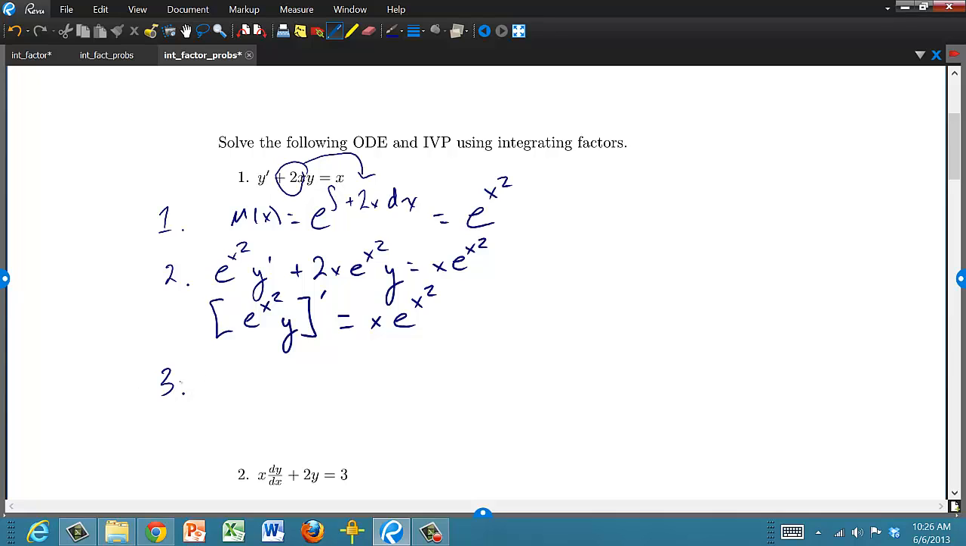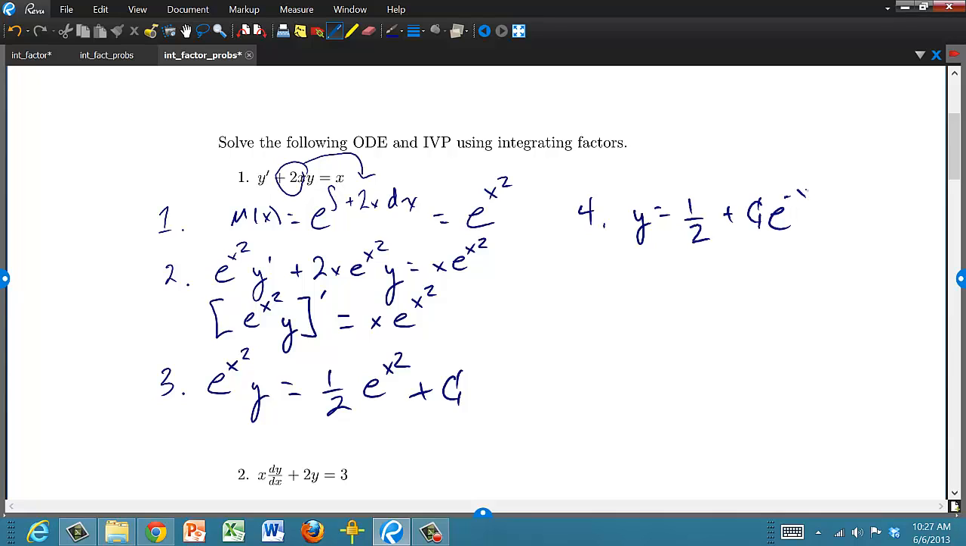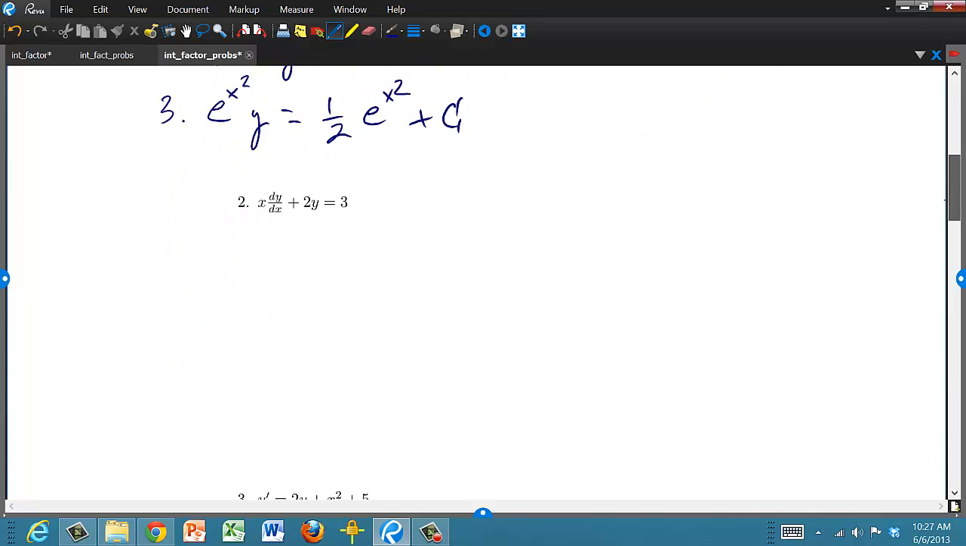Step 3, you should integrate both sides. If you integrate the left-hand side, you get e to the x squared y. And on the right-hand side, you'll get 1/2 e to the x squared plus a constant. Alright, and now step 4, you should go ahead and just solve for y. If you do that, you'll get y is 1/2 plus c e to the negative x squared. And that's it. So you should be trying these problems before you watch me solve them, so you get an idea of what's going on here.